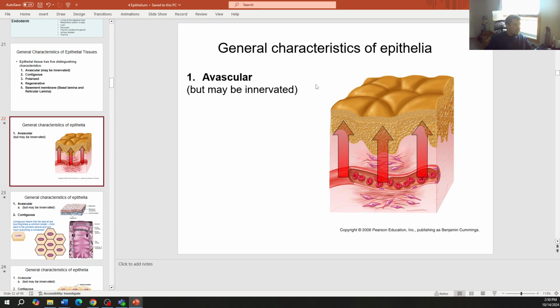So, avascular. What this means is that the vessels themselves do not actually go directly to the epithelial tissue. They go close to it, next to it, outside of it, and the nutrients pass through the vessel and into the tissue surrounding the epithelium, and then it's passed on to the epithelium. Okay? But there are no vessels directly to the epithelial tissue.